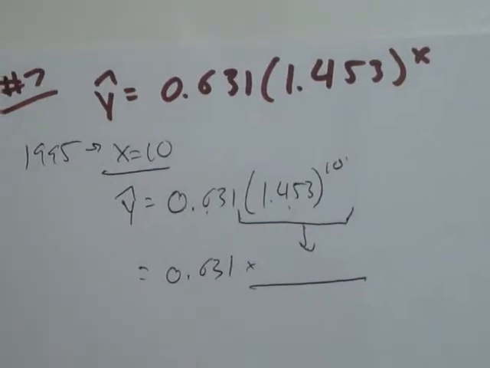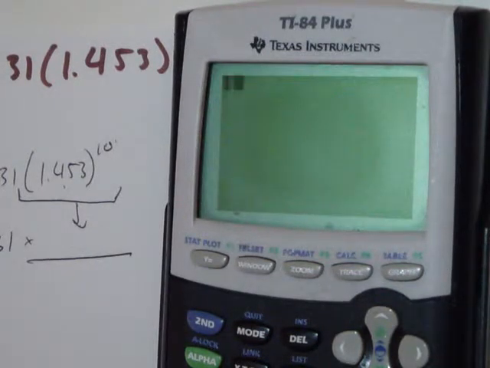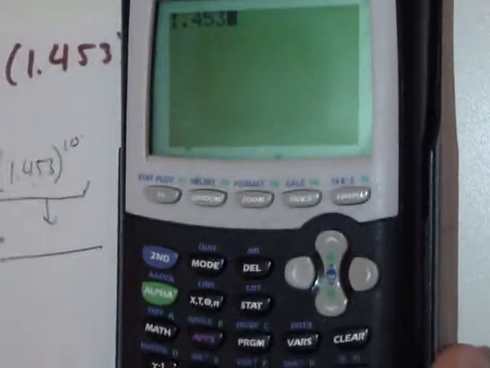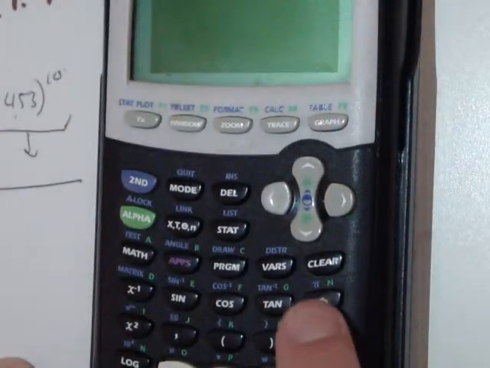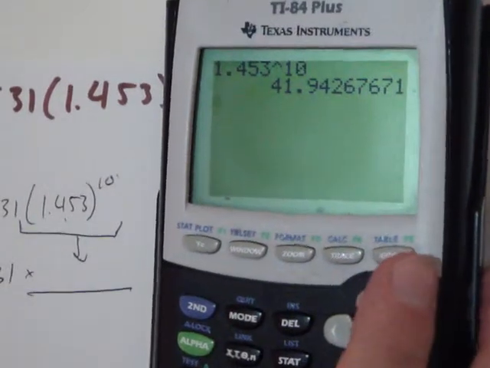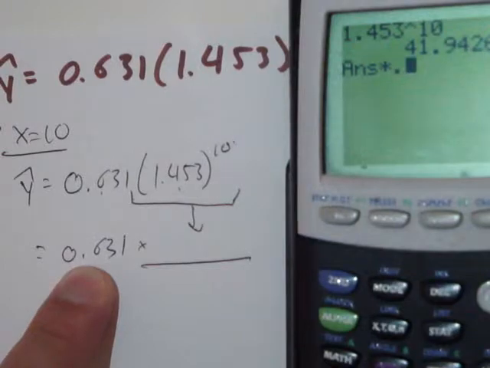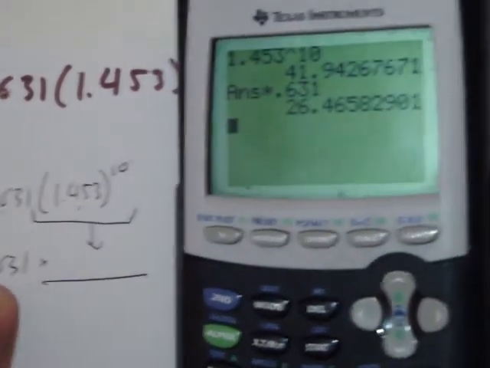So let me show you how I do it in the calculator. So if we get the calculator over here, here's how I do it. So there we go. So I do 1.453, and the power button is this one right here. Let's see the little caret, the little up arrow going on. So to the power of 10 equals, and I get this number here. And then I don't even do anything from there. I don't write it down or anything. I just say times, and then I'm going to say this number here. So the 0.631 equals, and there I go.